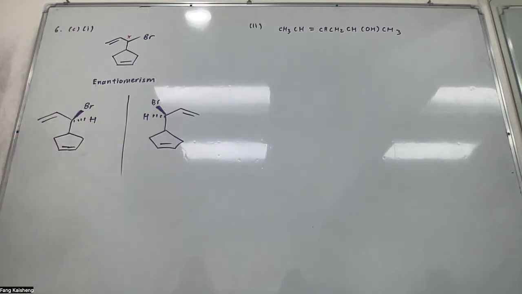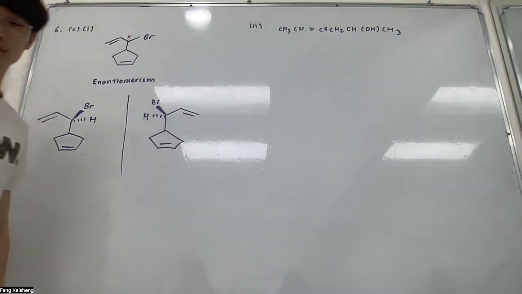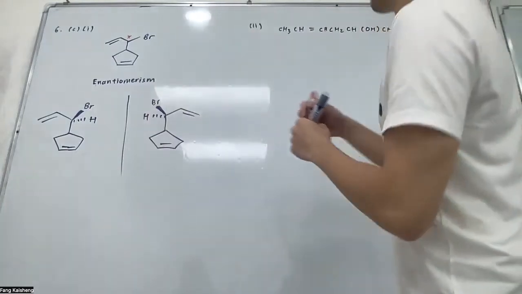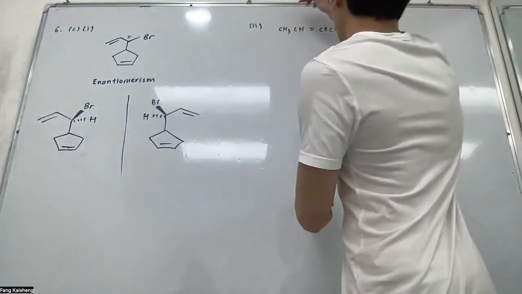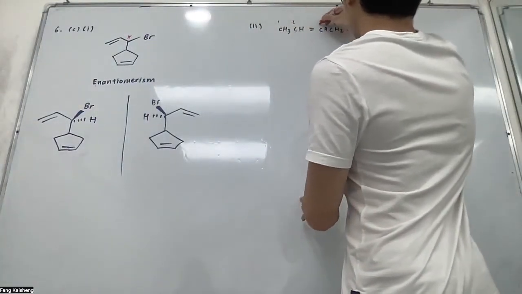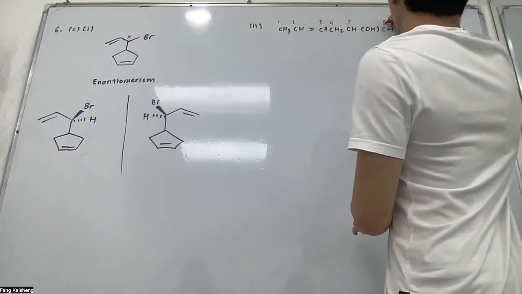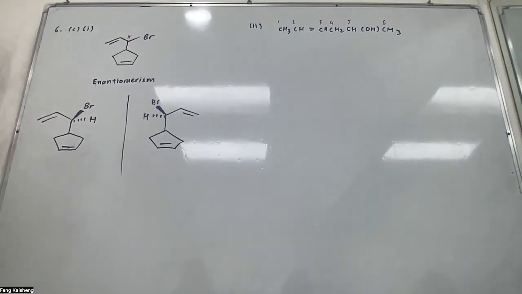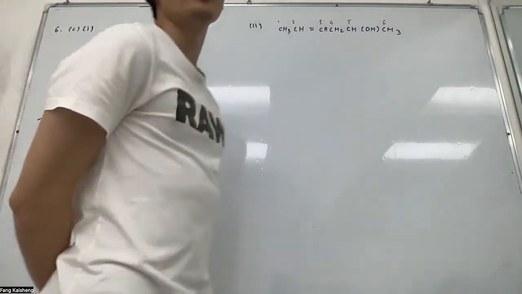Now let's take a look at part 2. We're going to try to draw out the structure. Again, I suggest you number the carbons to make things a bit easier. There are 6 carbons, all in a straight line here. As you can see, none of them are branching out. Then from there, you start to edit each carbon.